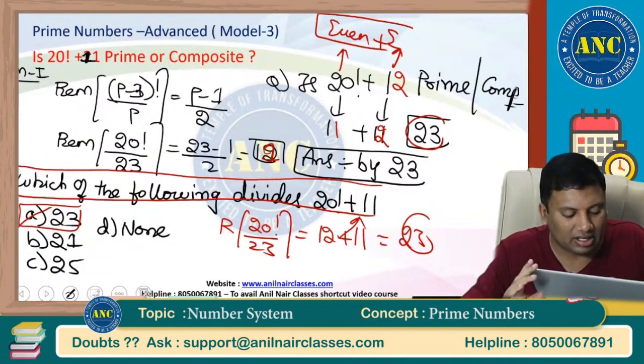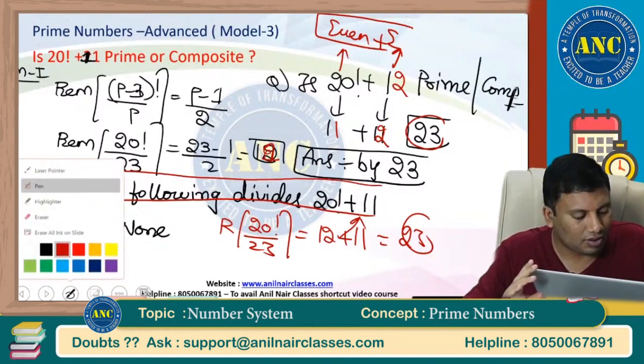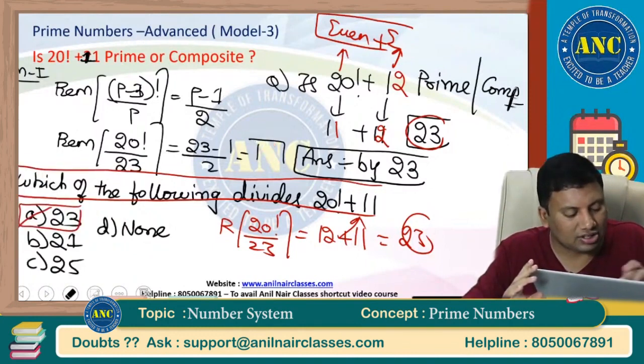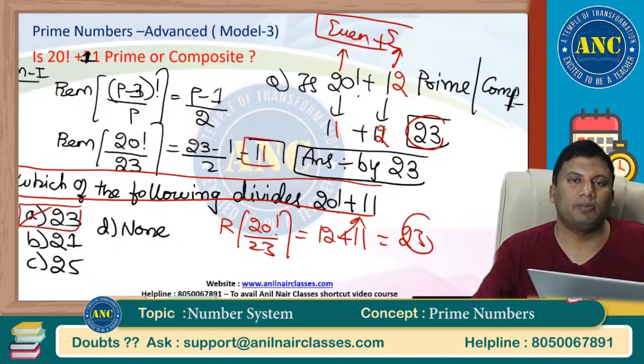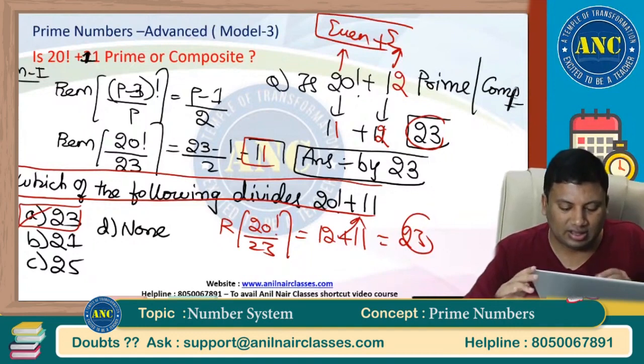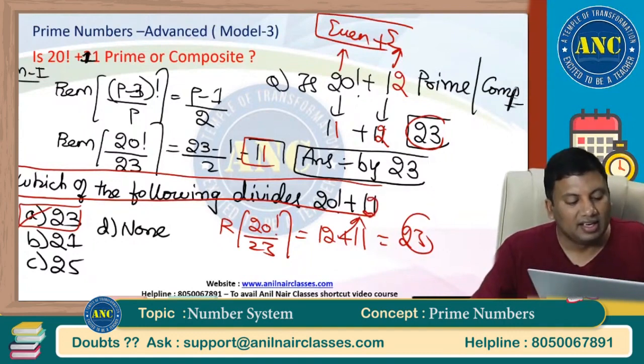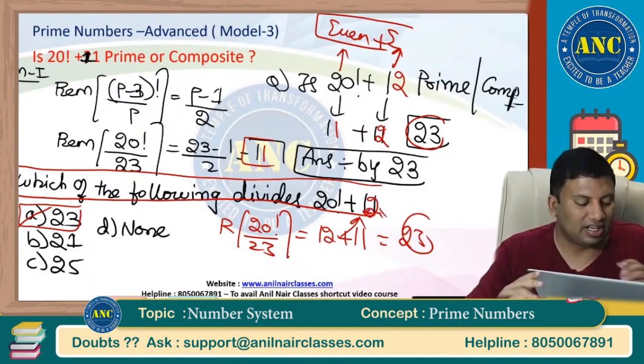So, he might ask you a prime number which is just greater than this number. 20 factorial by 23, it is nothing but 11. 11 plus 12, it is 23. So this could be one way of doing it.